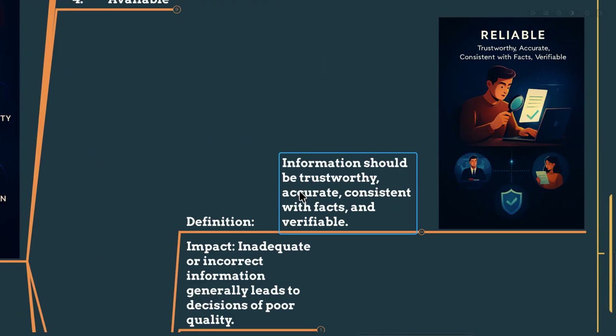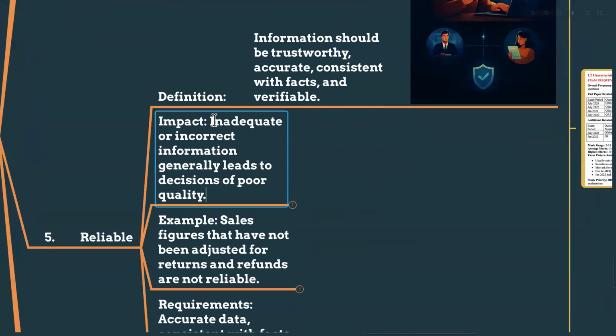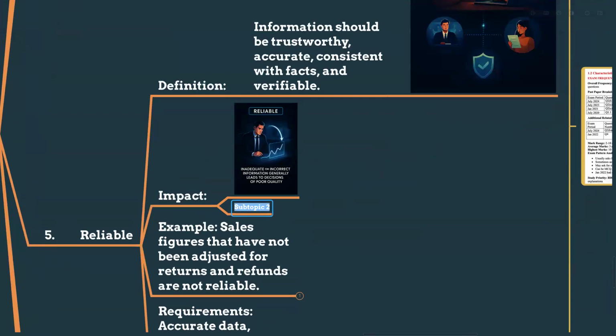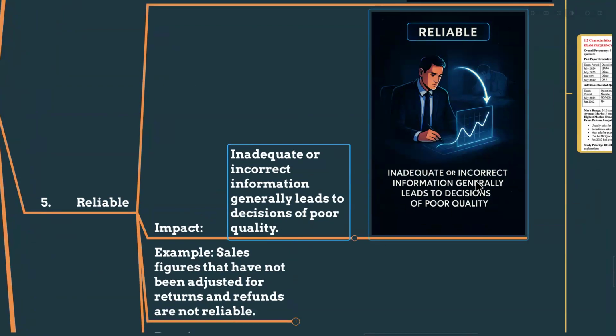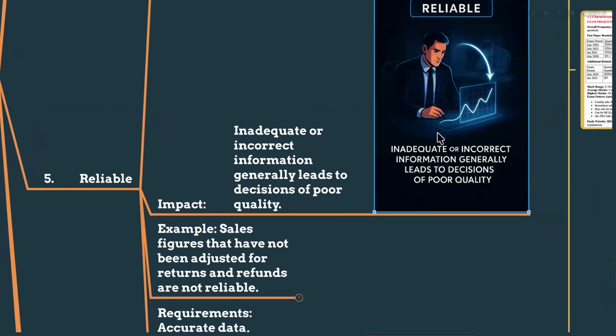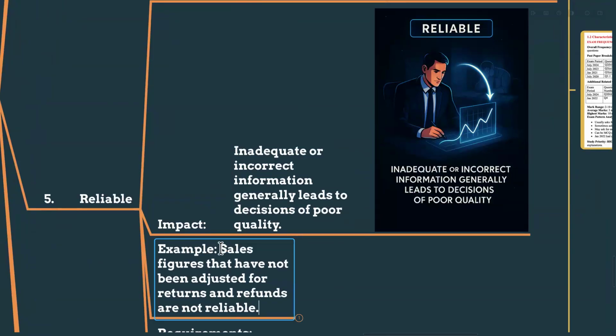So inadequate or incorrect information generally will lead to decisions of very poor quality, right? Let's say you imagine a doctor treating you based on the wrong test results. Think about it. It's not very reliable, right? Or a pilot flying based on the wrong weather information, or a business owner ordering some stock based on the wrong sales figures. Then it is going to be a disaster for the business. So the impact is here: inadequate or incorrect information generally leads to decisions of very poor quality. If you are using an unreliable source of information, then you are going to take decisions that make your business fall behind other businesses, right?